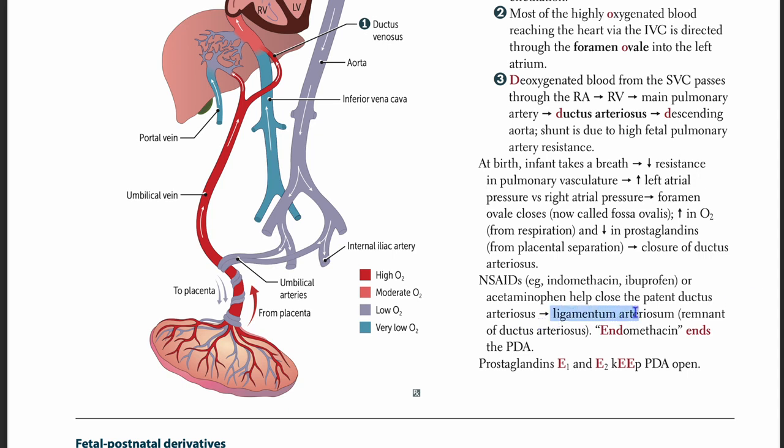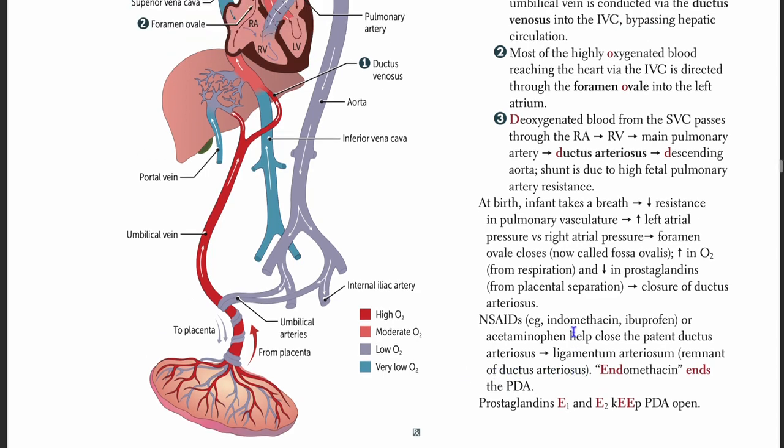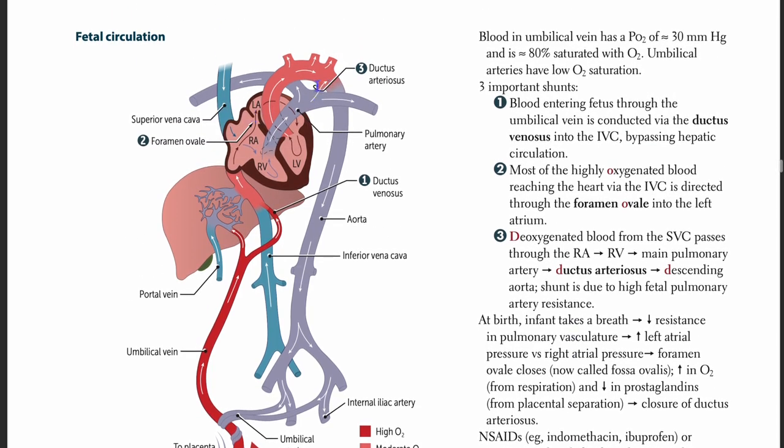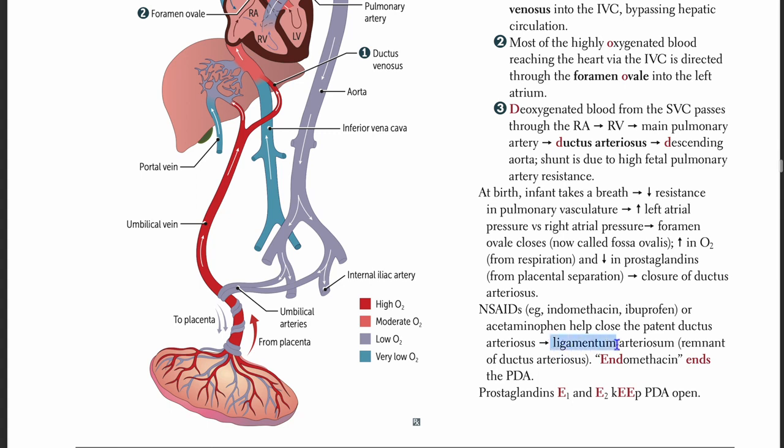So ligamentum arteriosum, remnant of ductus arteriosus. After it's closed in adults, it's known as ligamentum arteriosum. So the fate of the PDA, or ductus arteriosus, is called ligamentum arteriosum. Okay. Indomethacin closes the PDA.